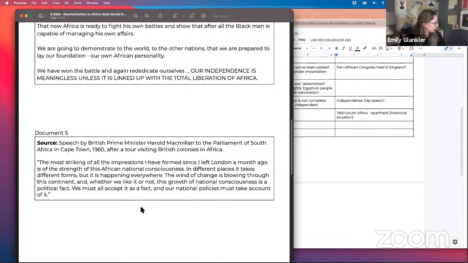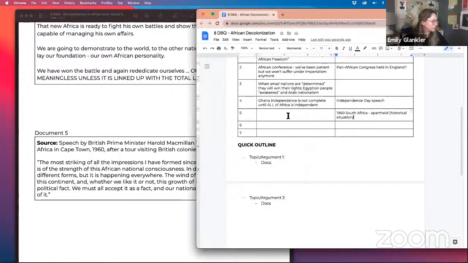The most striking thing since I left London is the strength of African national consciousness. It takes place in different forms, is happening everywhere. The wind of change is blowing through the continent. Whether we like it or not, this growth of national consciousness is a political fact. We must accept it. Ooh, interesting.